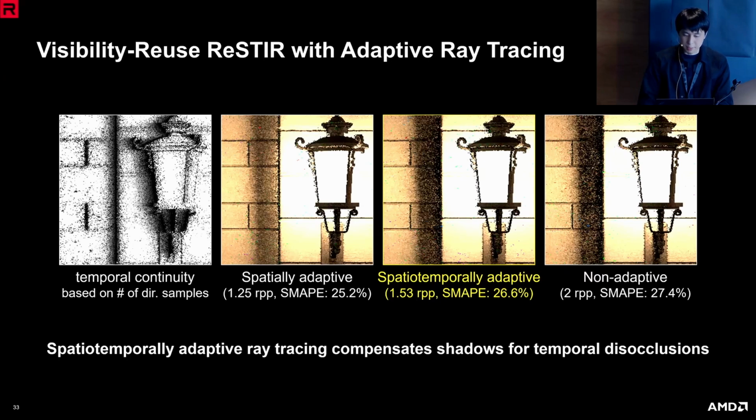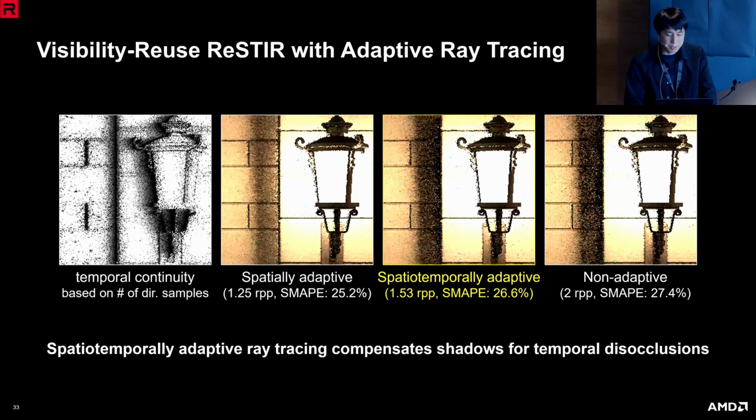These images are rendered using the combination of our rejection method and adaptive shadow ray tracing for a moving camera. Although our method is not effective for temporal discontinuities as in the previous method, spatio-temporally adaptive ray tracing preserves shadows for temporal disocclusions.